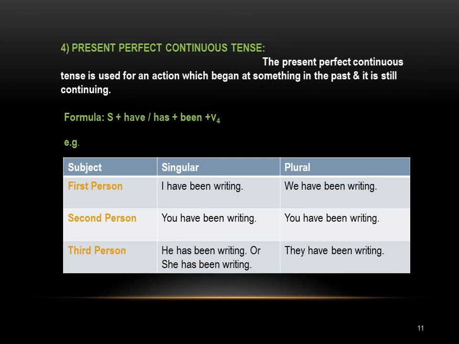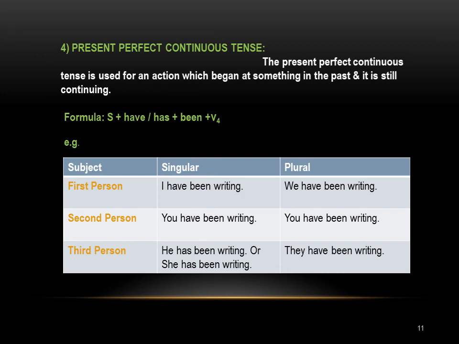Subject, first person related sentence. See in the singular column: I have been writing. Here I is the subject, have is the helping verb, and been, you know it. A moment ago I told you been is very important for joining two tenses. Yes or no? So been is also important as per our formula. And next, writing, V4. V4 means the present participle form of the verb.